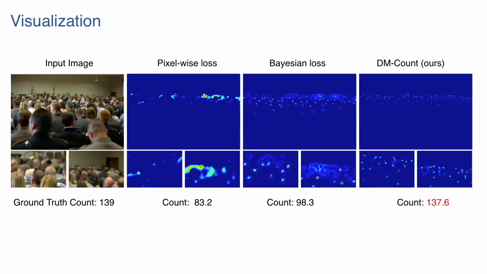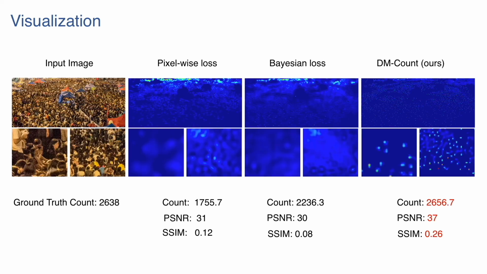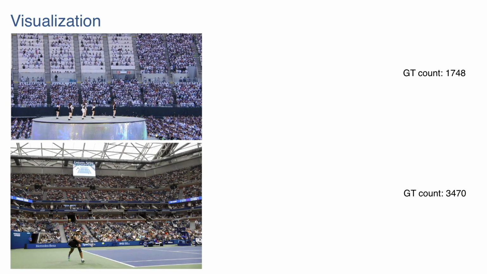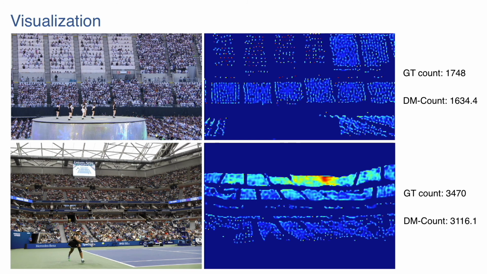Here we visualize the predicted density maps from different methods. DM-Count is able to produce more accurate counts. A closer look shows that density maps generated by DM-Count are much sharper, which results in higher peak signal-to-noise ratio and structural similarity. Here's another example. DM-Count produces both accurate and sharper density maps. We visualize additional results by DM-Count on very dense crowd images. DM-Count works well on these images in terms of density map visualization and counting number.